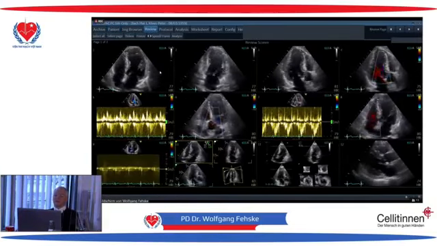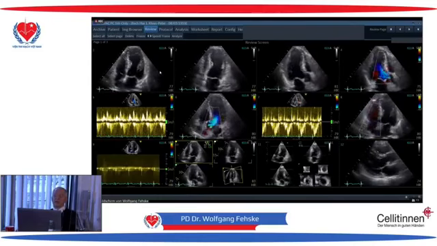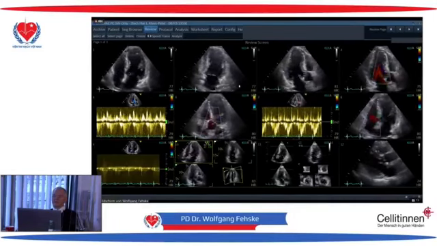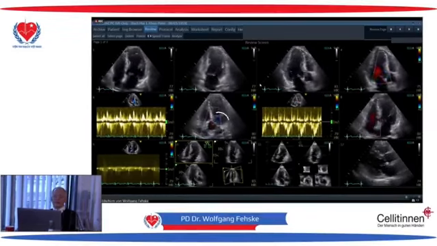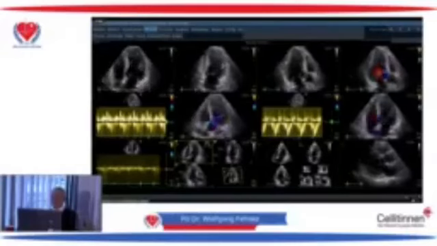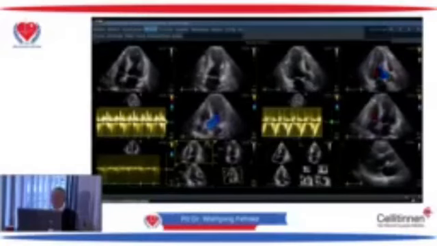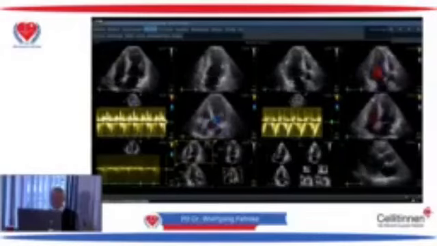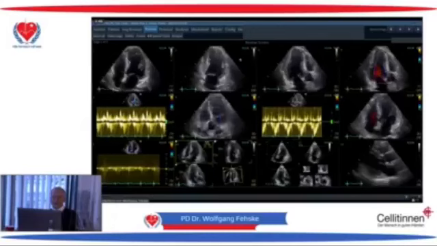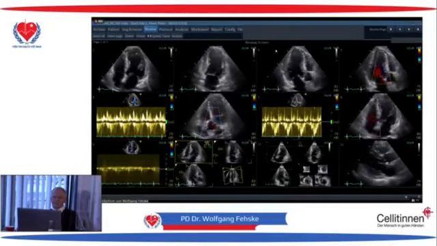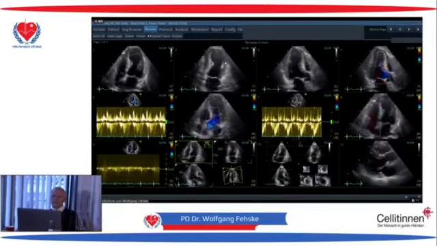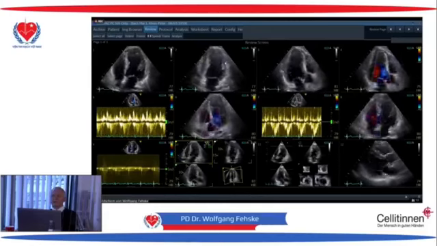Everybody sees what the patient has, and I just want to explain to you a little bit of disease. He has suffered from an anterior wall infarction, and the other 2 coronaries are also obstructed, so he was admitted for coronary artery bypass surgery.